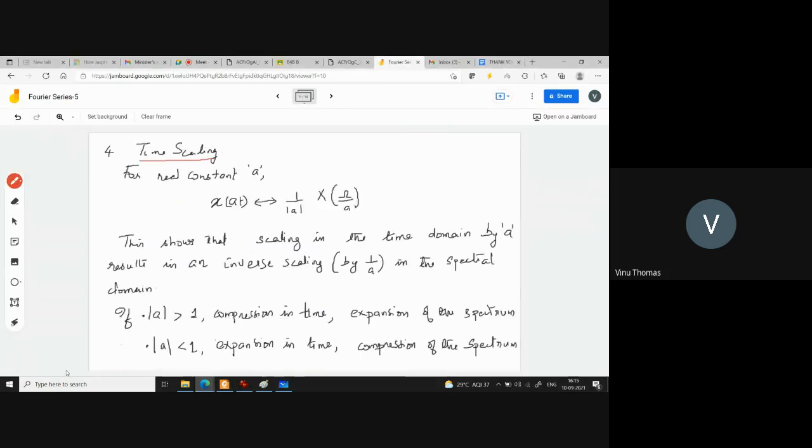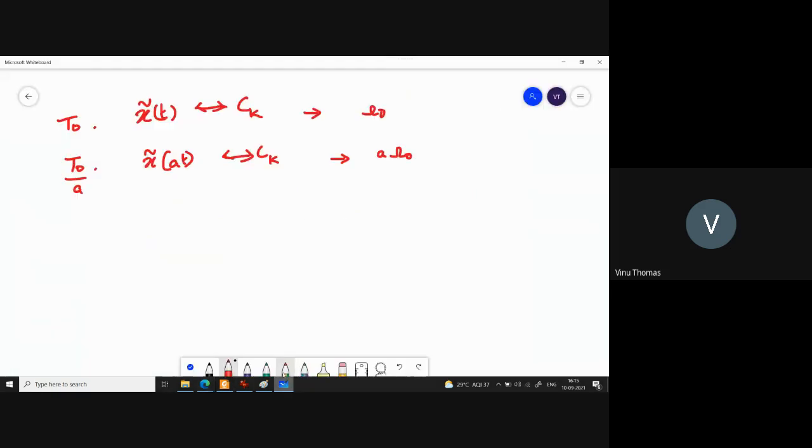Unlike the property for the Fourier series, you have a different expression here, given by 1 by modulus a times x of omega by a. So x of at has a Fourier transform given by 1 by modulus a times x of omega by a. This shows that scaling in the time domain by a will result in an inverse scaling by 1 by a in the spectral domain. So let us look at what scaling by a is. For example, let me look at sine omega naught t, and I can look at sine 2 omega naught t. One cycle of sine 2 omega naught t will have half the duration of sine omega naught t.